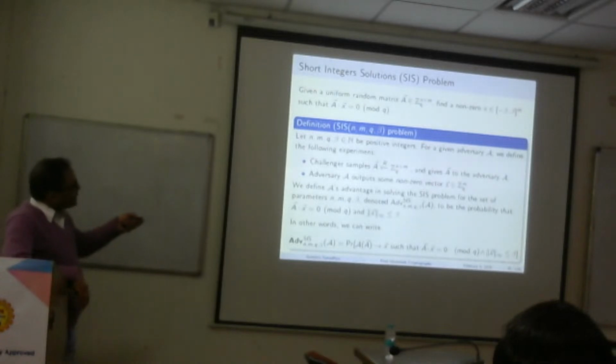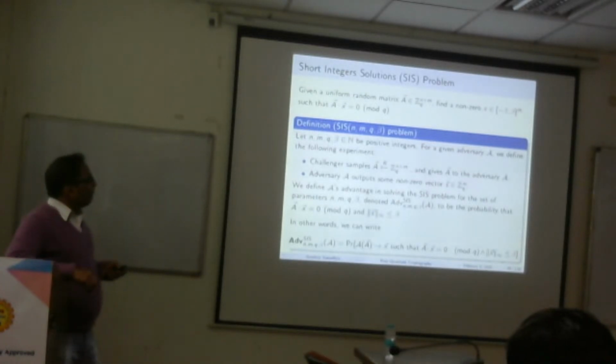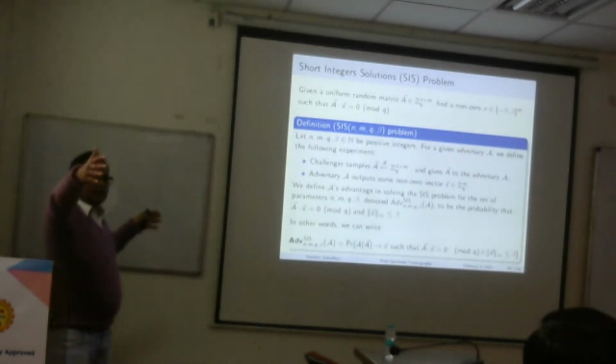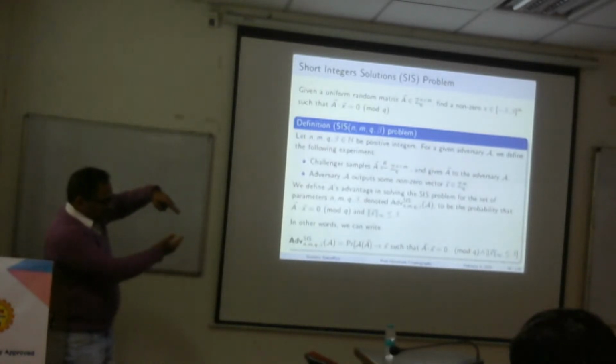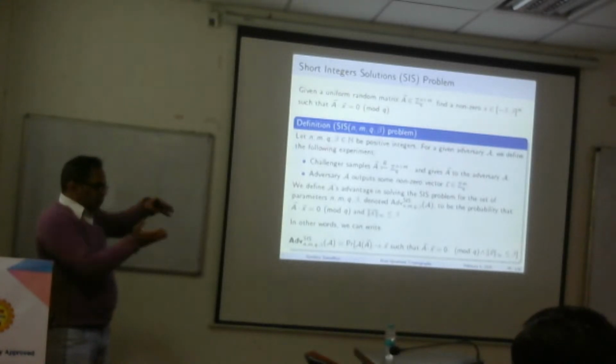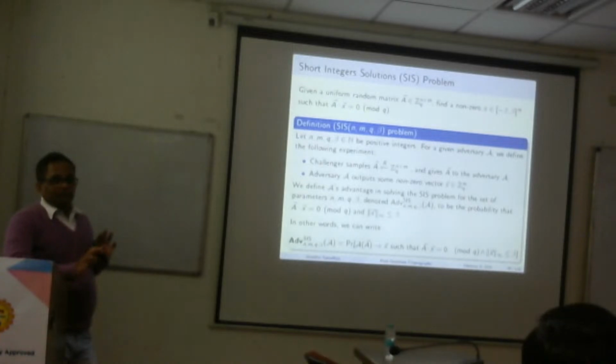So the SIS problem says that I'll give you a matrix A from Z_q. The matrix is of size n by m, where n is small, m is large. So it's a short, fat matrix. The number of rows is less, the number of columns is large. n is much, much less than m.